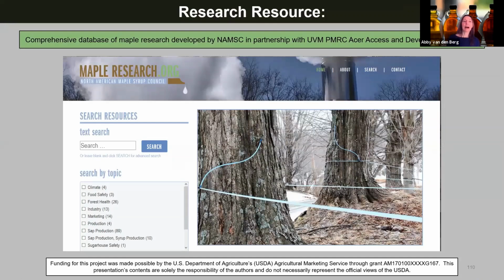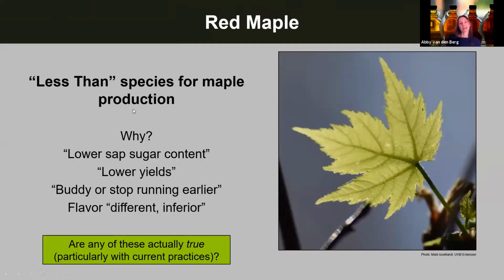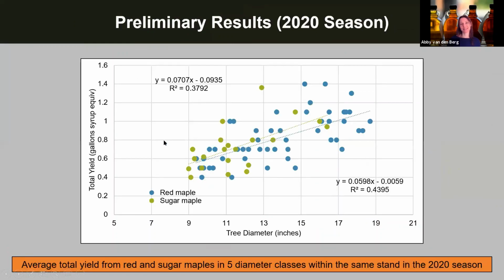And so I think it's a good place to stop. I have more, but I think I'll stop there and see what you guys are asking. I just wanted to put in a plug for mapleresearch.org. This is a comprehensive database that includes all the research that I talked about tonight, run by the North American Maple Syrup Council in partnership with the UVM Proctor Center. And we'll skip red maple for the moment and just go to questions.